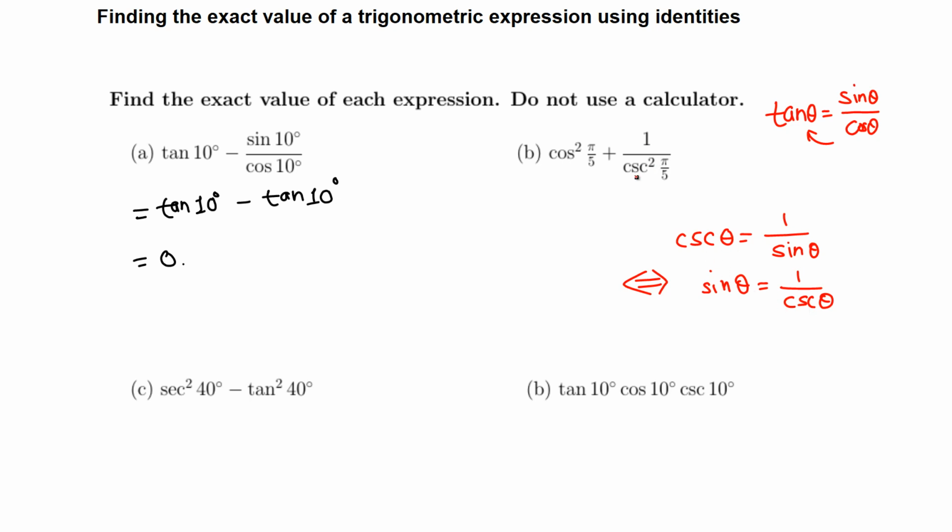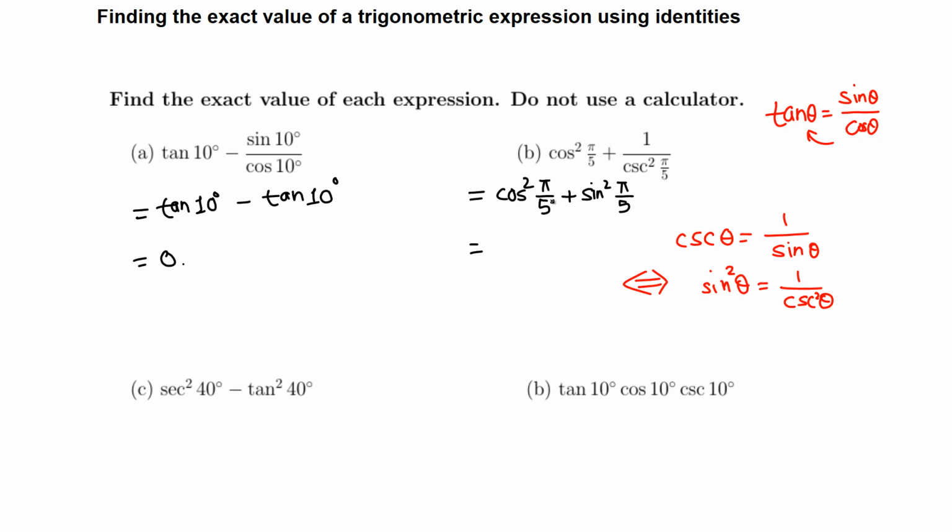So 1 over cosecant is pretty much sine, and the square on cosecant becomes the square on sine. So this is the same as cosine square of the angle pi over 5, plus 1 over cosecant is sine, and we have square, pi over 5. Now we have the same angles, pi over 5, pi over 5.